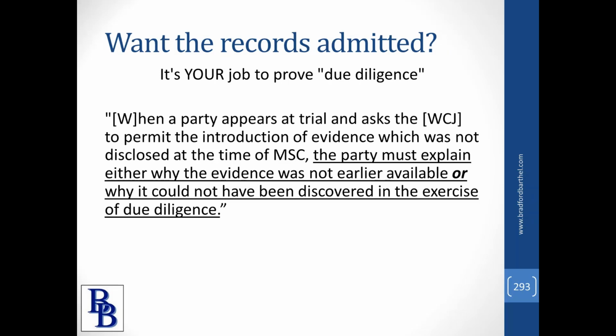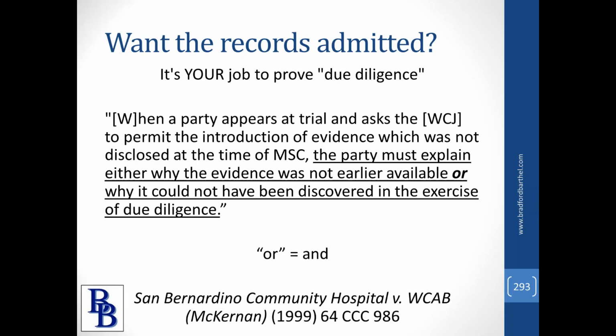When a party appears at trial and asks the judge to permit introduction of evidence which was not disclosed at the time of the MSC, the party who's introducing the evidence must explain either why the evidence was not earlier available or why it could not have been discovered in the exercise of due diligence. Note the or. It's actually an and. Although the case law says this, the way it's applied is to the contrary, or it's slightly different. Let's read this again, only clarified or corrected. The party must explain why the evidence was not earlier available and why it could not have been discovered in the exercise of due diligence.